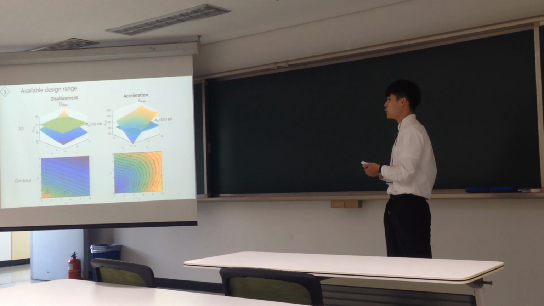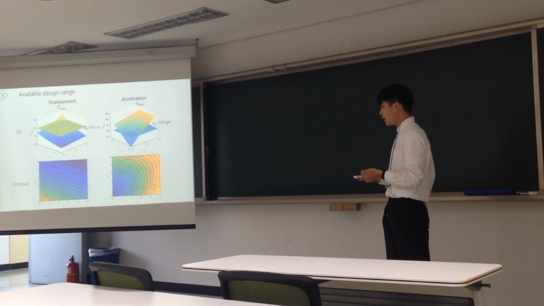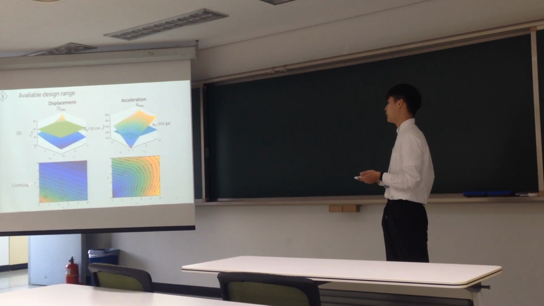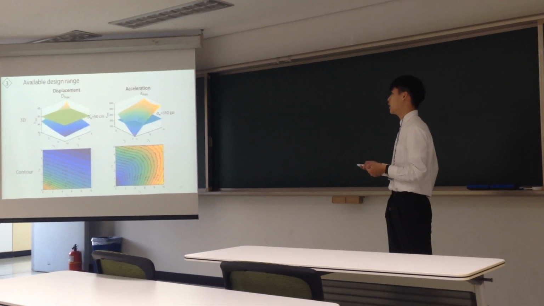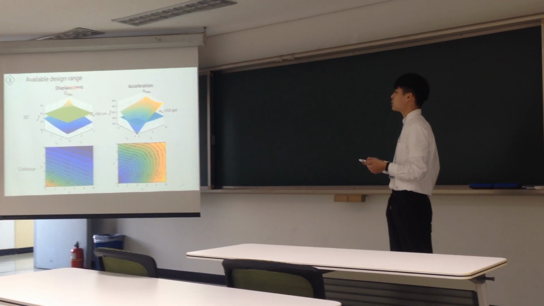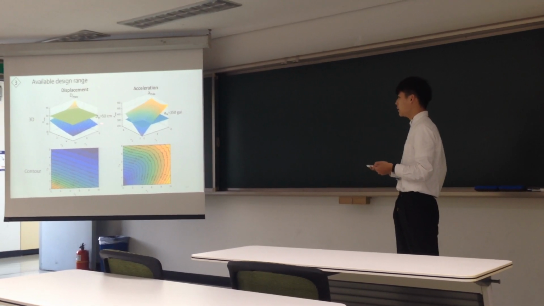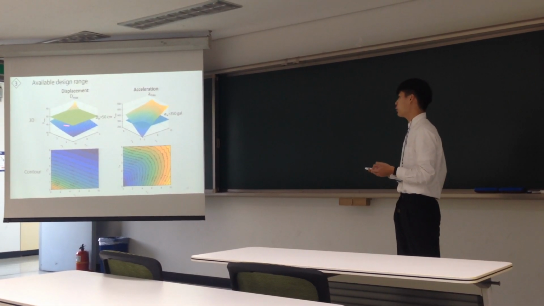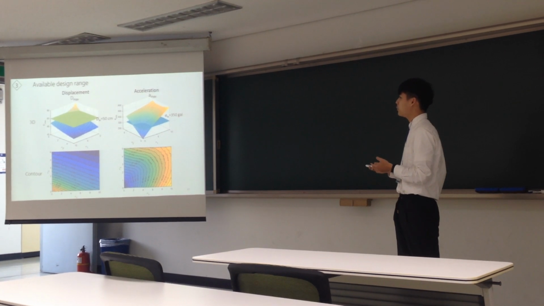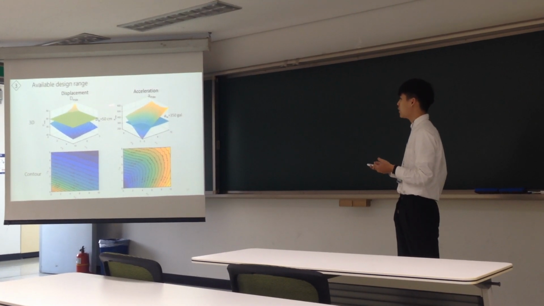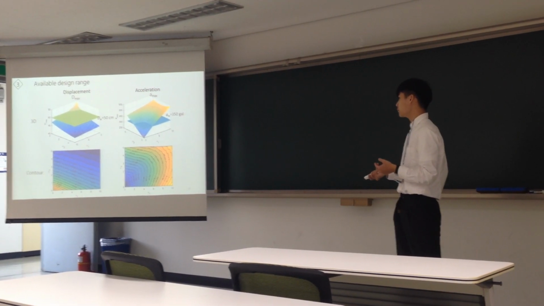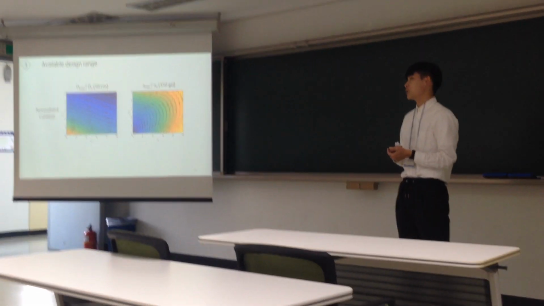And this is the simulation result. There are 3D figures and contour figures as you can see on this slide. The left-hand side is displacement response. On the right-hand side is acceleration response. And the blue color means the available range, and the green to yellow color means the unavailable range. So as the acceleration. And this is the normalized contour figure.